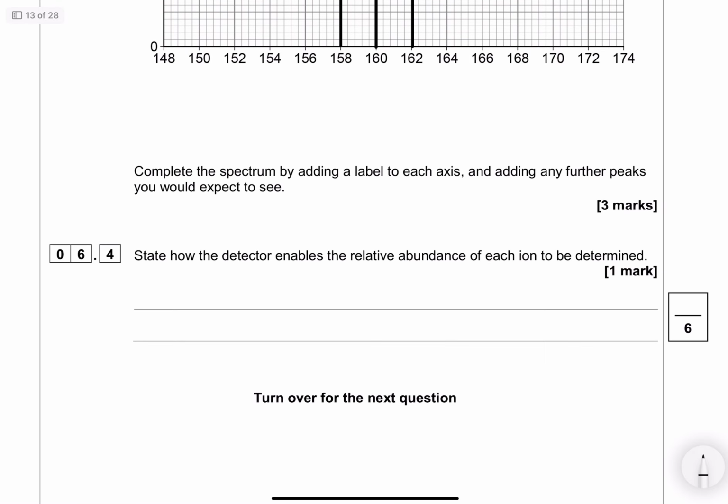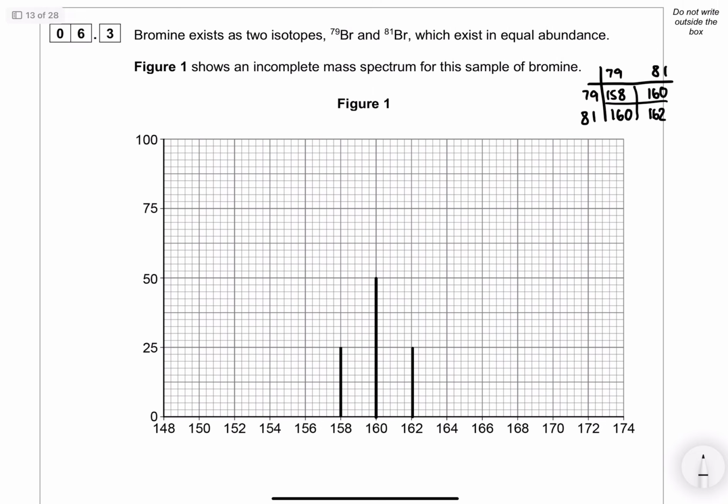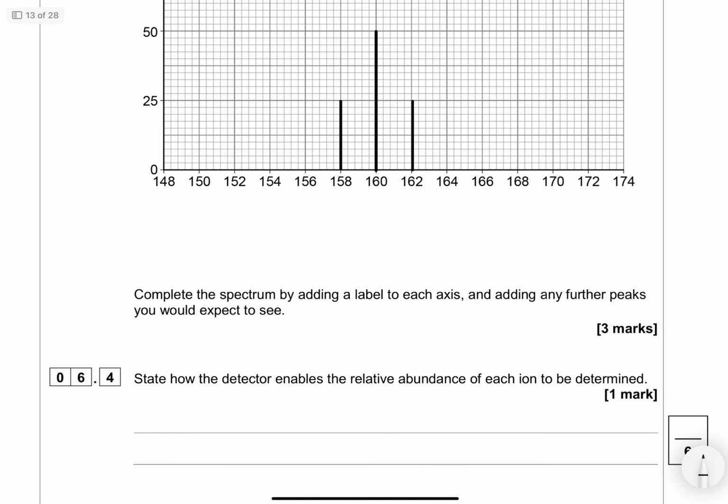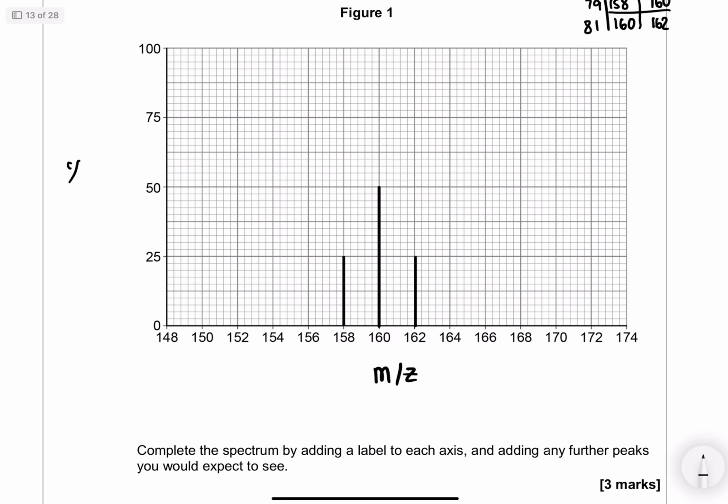State how the detector enables the relative abundance of each isotope to be determined. Oh, I've missed out part of that question, I think, because I haven't added the labels to the axes, so I should do that. This is m/z, mass to charge ratio. And this is, given that they go up to 100, percentage abundance.